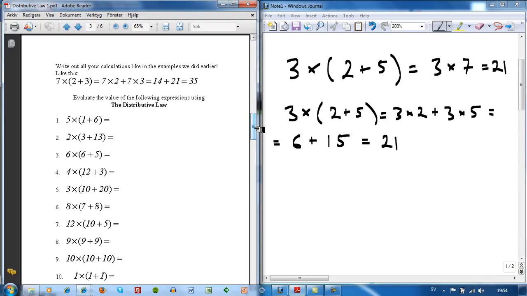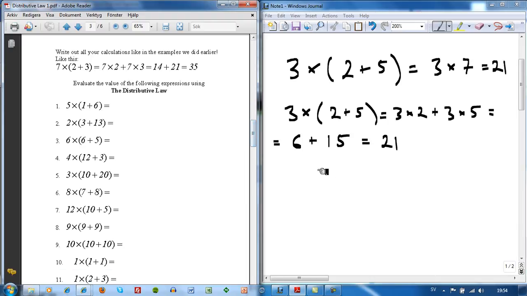Okay, so let's have a look at this example. 7 times, and within brackets 2 plus 3. We take 7 times 2 plus 7 times 3. And then we calculate this. 7 times 2 is 14, 7 times 3 is 21, and add these together, and the answer is 35.